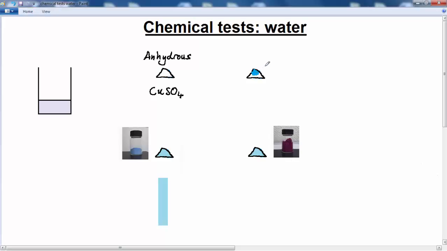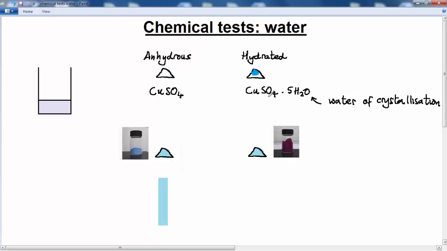And this is the colour of copper sulfate that you're familiar with, and its proper chemical name is CuSO4, and then we put a dot here, and then it's 5H2O. So for every unit of copper sulfate in the structure, there are 5 molecules of water attached to it. This is called the water of crystallization, and the proper chemical name for this is hydrated copper 2 sulfate.